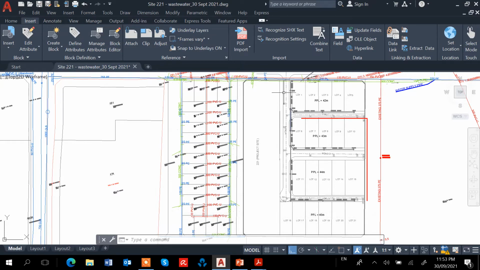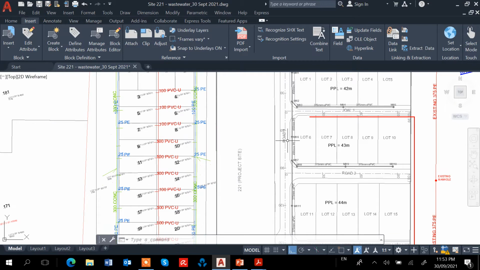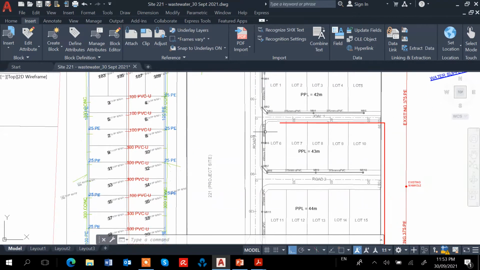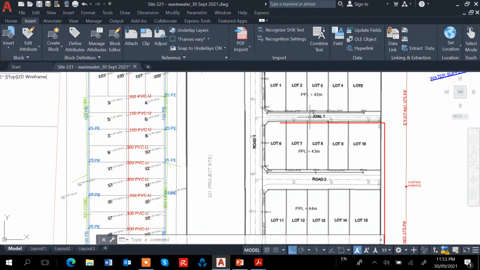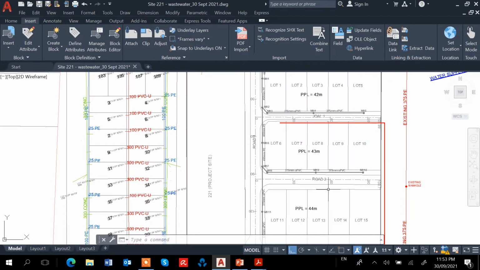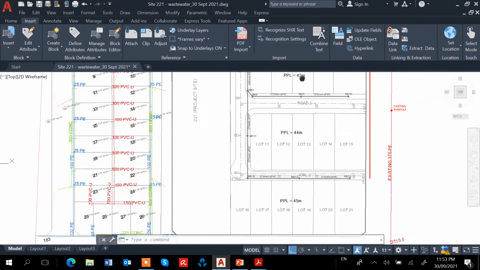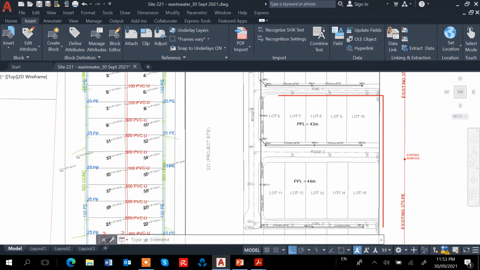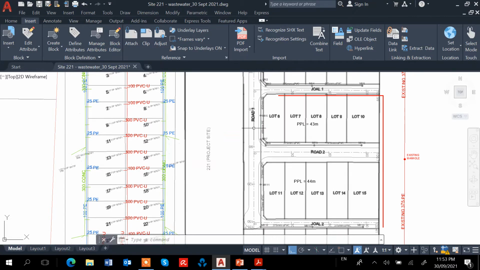For my case, I don't have any lots to be served along road 1, because all the lots can be served along the jaw 1, jaw 2, and then road 2. So there's no need for me to, because it's just a transmission pipe. It's not going to receive any discharge from any lots along the road 1.